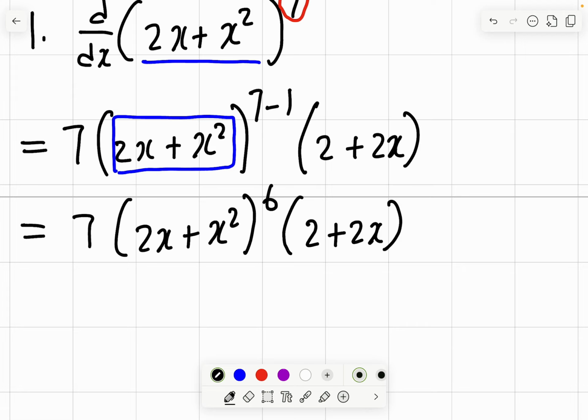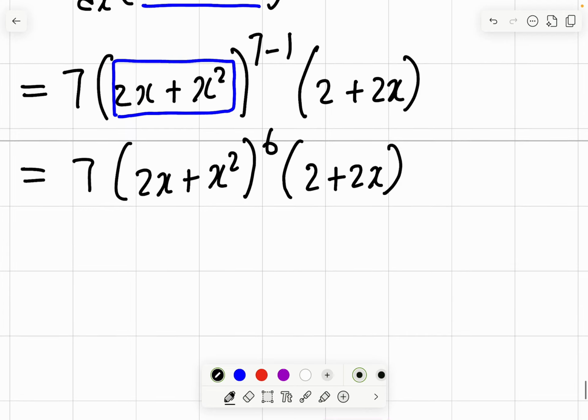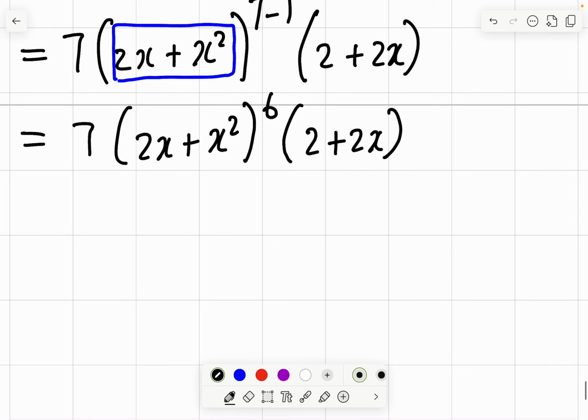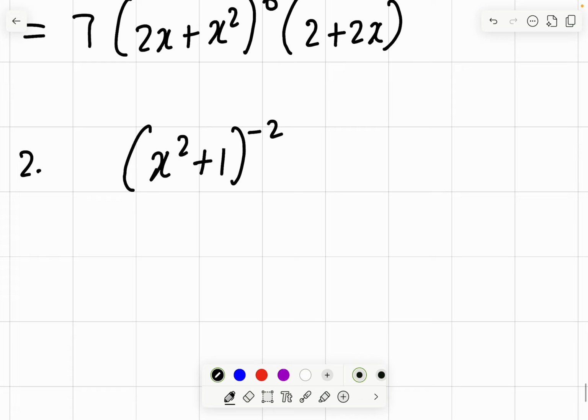So let's check another question. Another question can be written like this. Question number 2, they're asking you to find the derivative of this function, with exponent negative 2. First thing first, you are going to take this exponent here and you drop it. But before you drop it, you don't just drop it without telling them what you are doing.